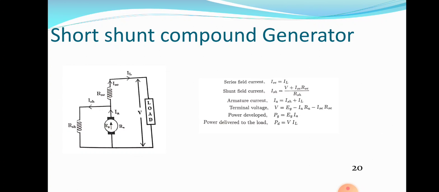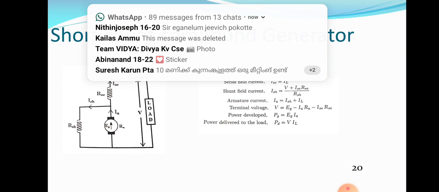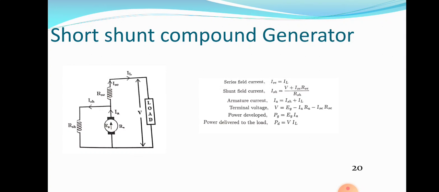We studied long shunt compound generator and short shunt compound generator. So I am repeating, generators are classified into two: separately excited generator and self-excited generator. In a separately excited generator, separate excitation should be given for producing the flux. In the case of self-excited generator, they have the capability of producing the flux on their own. That means the field windings of the self-excited generators should have the property of residual magnetism. Self-excited generators are again classified into three: shunt generator, series generator and compound generator. Compound is again classified into two: long shunt compound and short shunt compound.